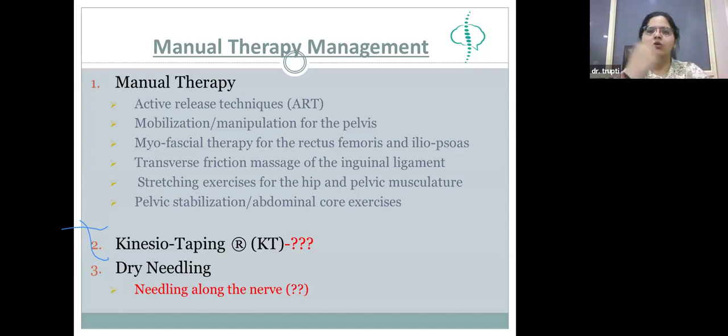So what you can do here, you have to correct the pubis. Or if there is pelvic dysfunction, you have to correct the pelvis. That will give a good relief, and also it will be your actual first line of treatment. Here we are actually treating the patient.